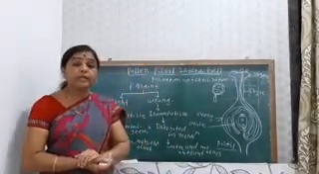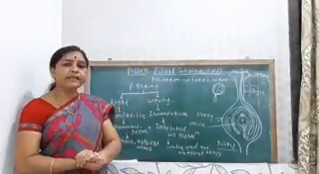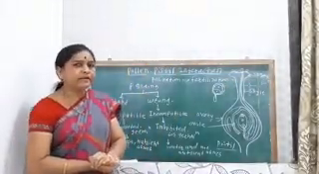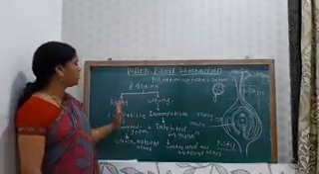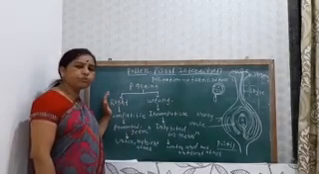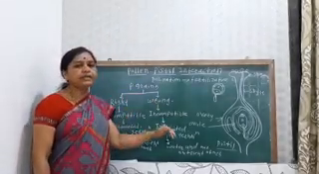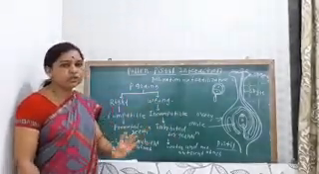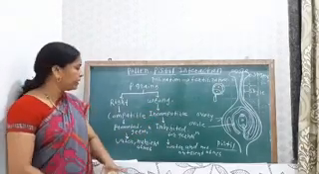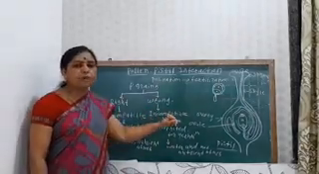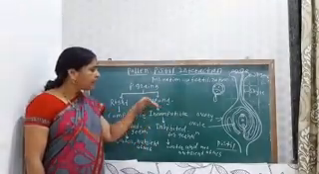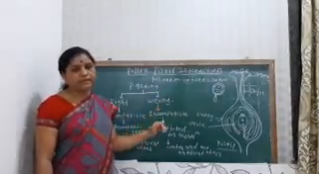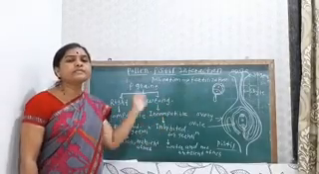So the stigma only identifies the right type of pollen grain, and it only gives permission or promotes the germination of the right type of pollen grain, and it inhibits the germination of the wrong type of pollen grain, which is known as the incompatible pollen grain. The wrong type of pollen grain may be from the same flower.